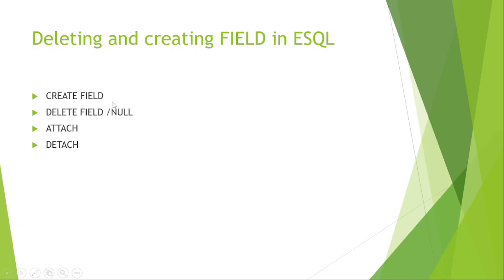If you want to create some field under the output root, then you can use the create field syntax. Similarly, if you want to delete some field from the output root, then you can use delete field, or similarly we can use null. Null will also work to delete the field in the output root. So we can create the field in the output root with the help of create field, and we can delete the field in the output root with the help of delete field.